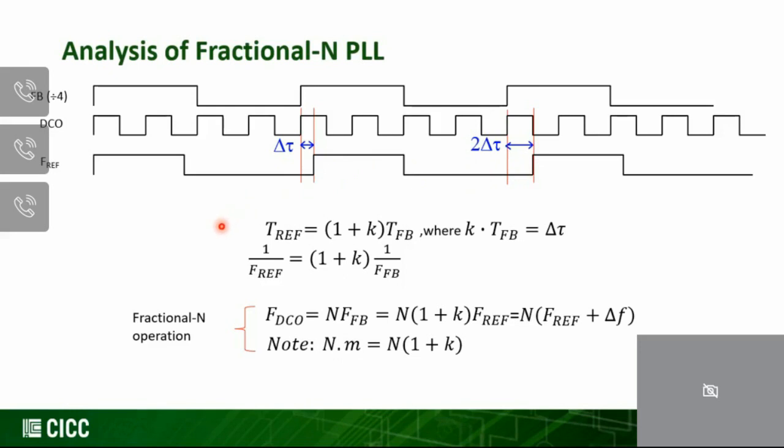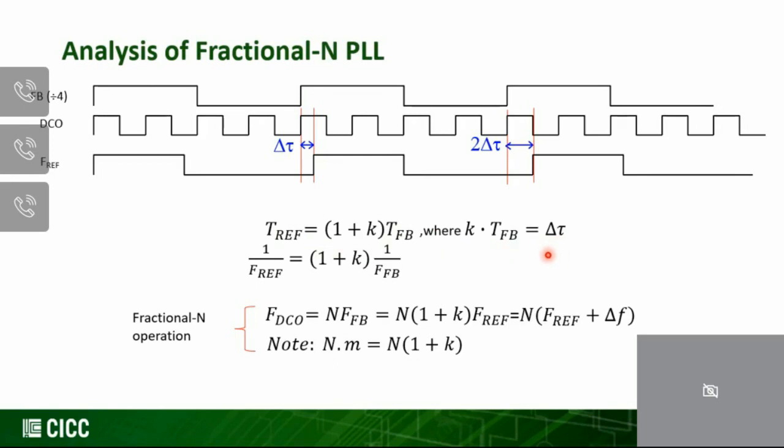Now, through simple algebraic derivations, we can prove that by introducing this phase drift between the reference clock and the feedback clock, we can write this relationship between the reference clock period and the feedback clock period, which will be off by a ratio of 1 plus k. And if we multiply k by the period of the feedback clock, it will be exactly this delta tau as I mentioned earlier.